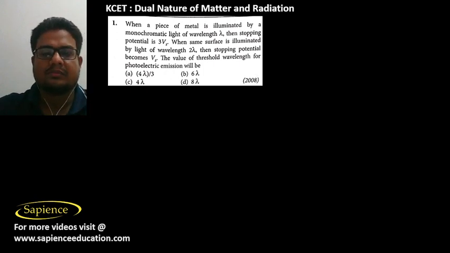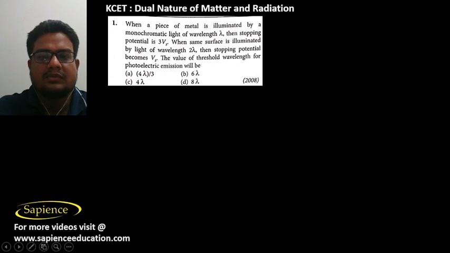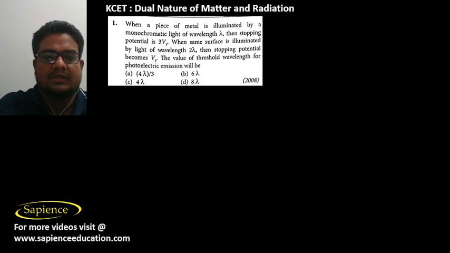Here we shall start from the very first question onwards. It's told that when a piece of metal is illuminated by a monochromatic light of wavelength lambda, its stopping potential is 3 Vs. When the same surface is illuminated by light of wavelength 2 lambda, then the stopping potential becomes Vs. The value of the threshold wavelength for photoelectric emission will be.